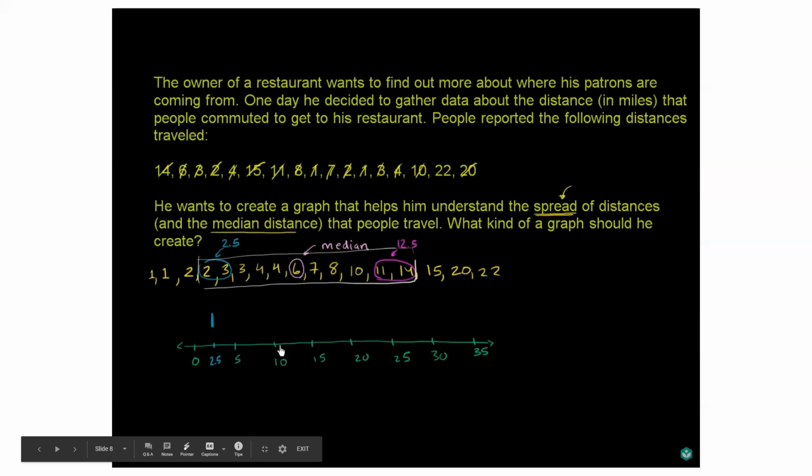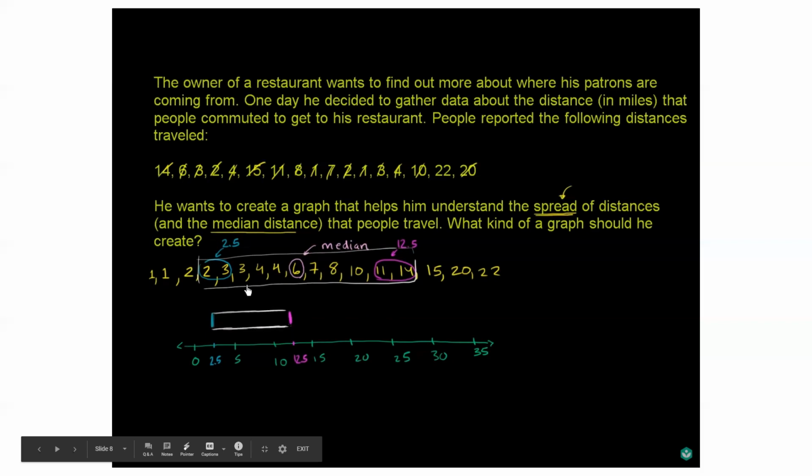12.5 is right over, let's see, this is 10. So halfway between 10 and 15 is 12.5. So this is 12.5 right over here. That separates the third quartile from the fourth quartile. And then our box is everything in between. So this is literally the middle half of our numbers.